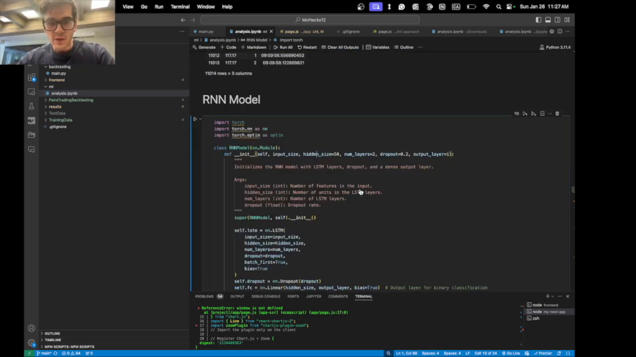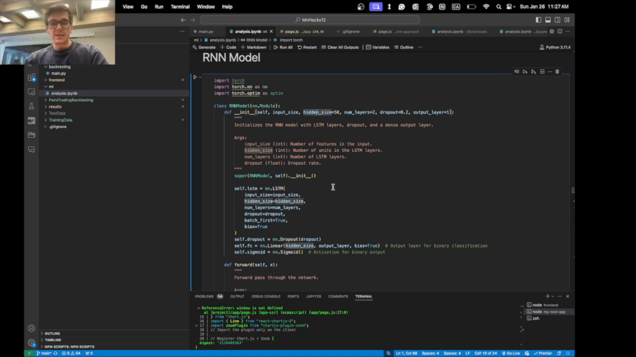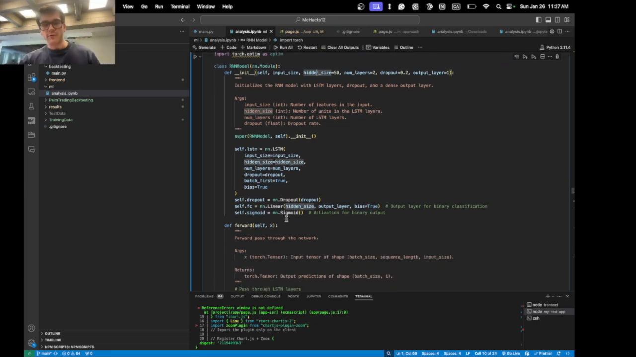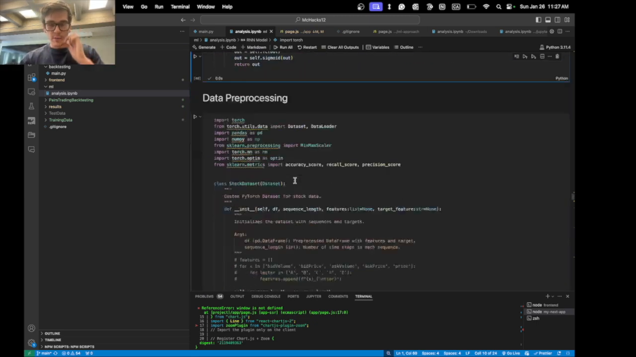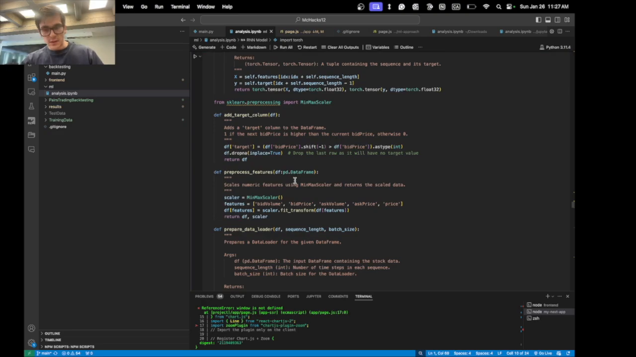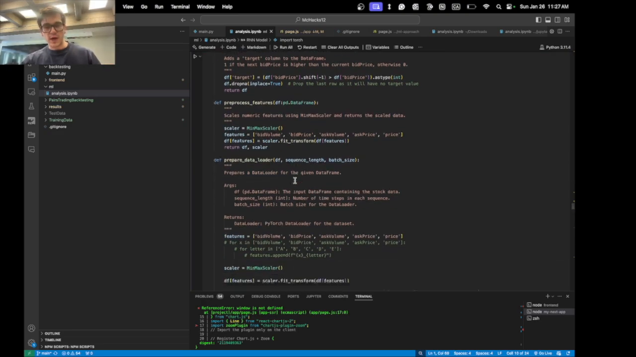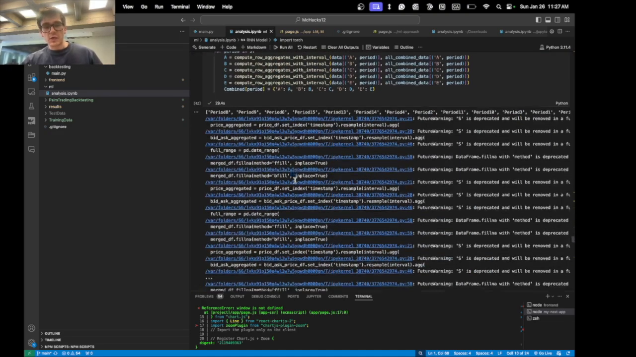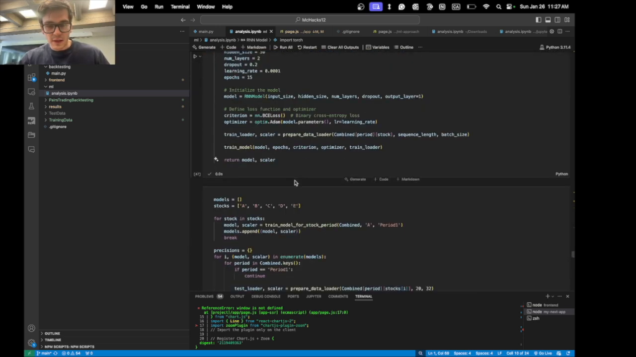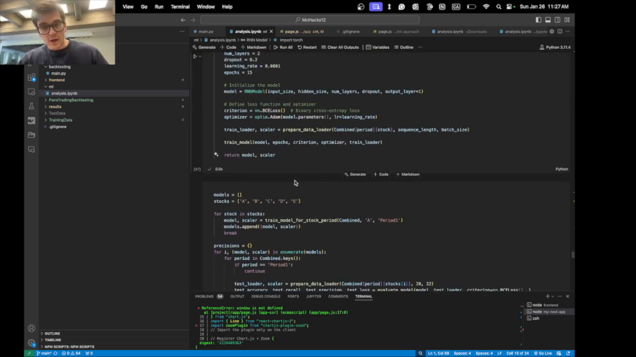Our RNN model is based off an LSTM-based model with two hidden layers, each of size 50 with a dropout of 0.2, and of course a linear layer for the output layer. For the data preprocessing, we had to do a lot to make sure that it was primed for training, and we ended up getting a really good test accuracy for the model.